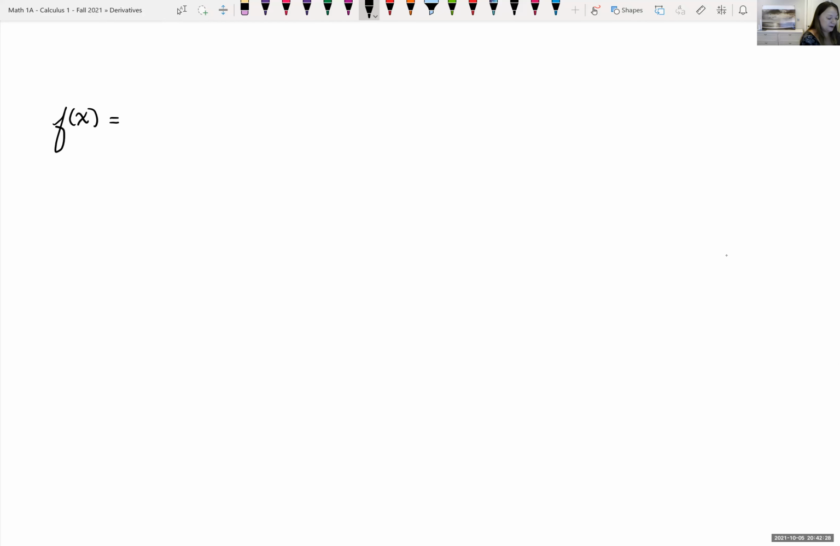What if it had been e raised to the sine x? How about, let's even make it even more complicated. How about sine x quantity squared? Okay, so we need to look at the derivative of our exponent times the original e.